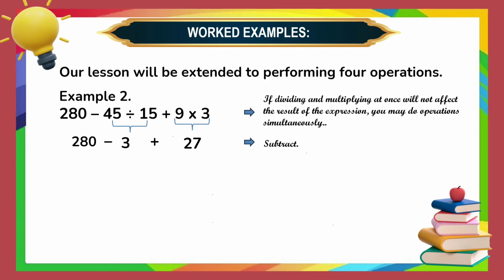So 280 minus 3, the answer is 277. Then bring down plus 27. And then the last operation is addition. So 277 plus 27, the answer is 304. So that's the final answer.